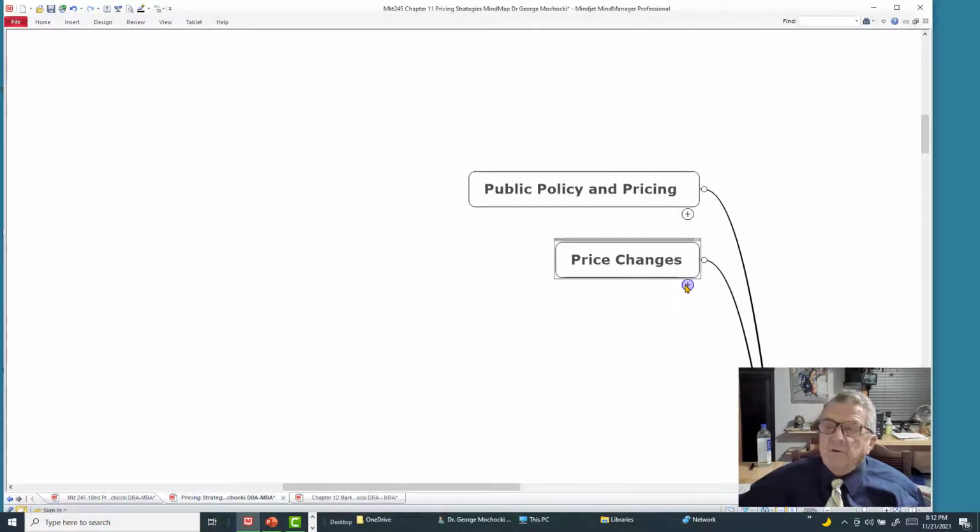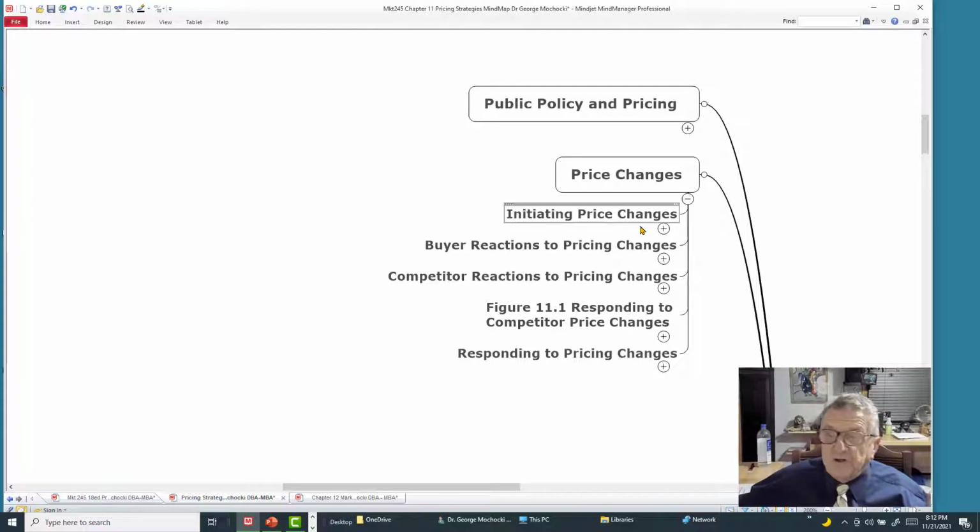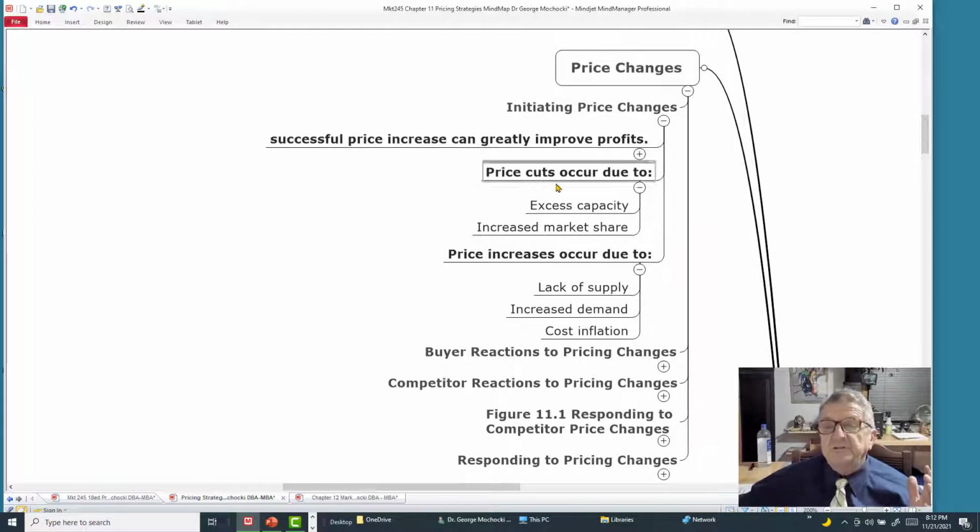Almost 10. Okay, now what changes prices? Initiating a price change. Remember, when you're doing a price change, usually price cuts are due to excessive capacity, increased market share. I have to get rid of the product, and there's more competitors.